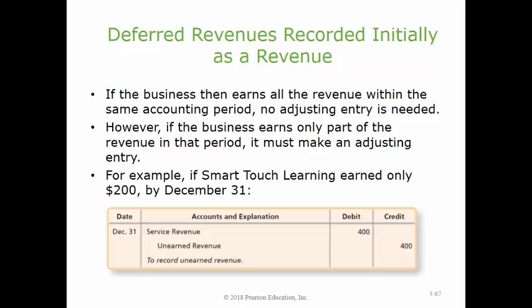However, if the business earns only part of the revenue in that period, it must make an adjusting entry. In our example, Smart Touch Learning has earned only 1/3 of the $600 or $200 by December 31. Accordingly, Smart Touch Learning must make an adjusting entry to transfer the unearned portion, 2/3 of $600 or $400, from the revenue account to a liability.